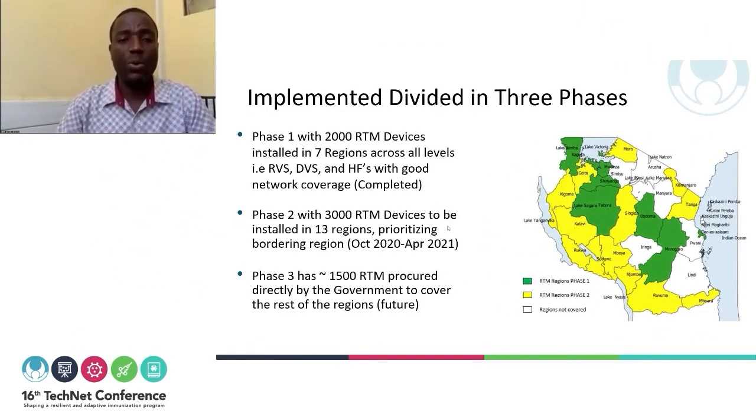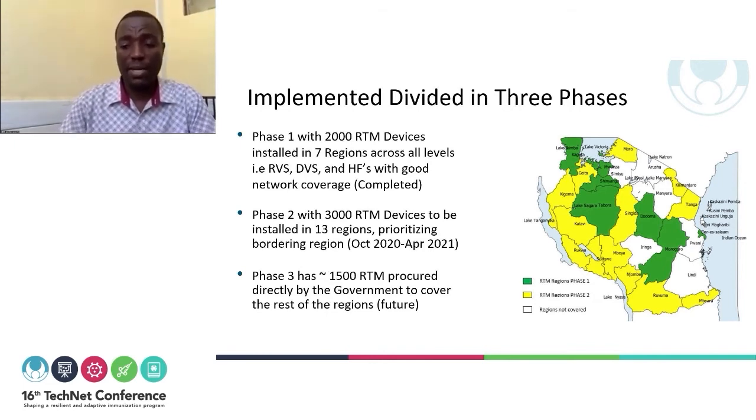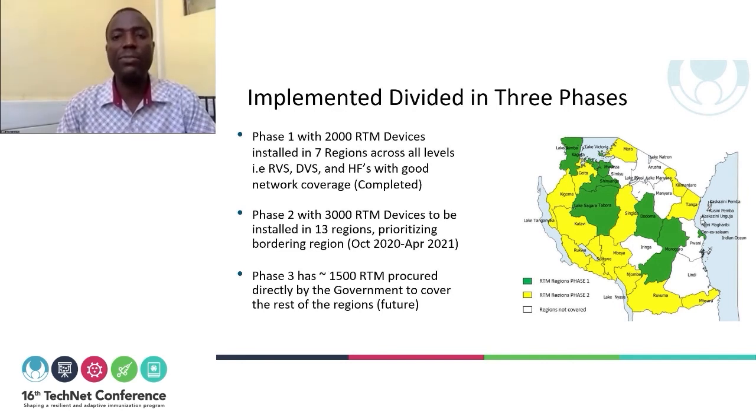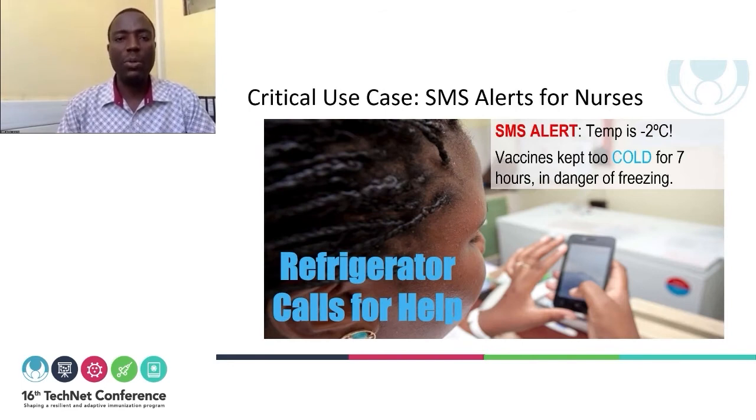And as I'm speaking now, we are continuing with phase two of scaling up the remaining 3,000 remote temperature monitoring devices of the cold traces. And we expect by April 2021 we will have finished covering all the main regions, which are in yellow. And we expect again before the end of next year, we will also cover the remaining 1,500 facilities in the country. Our intention is to make sure that all immunizing health facilities in the country are installed with the remote temperature monitoring devices.